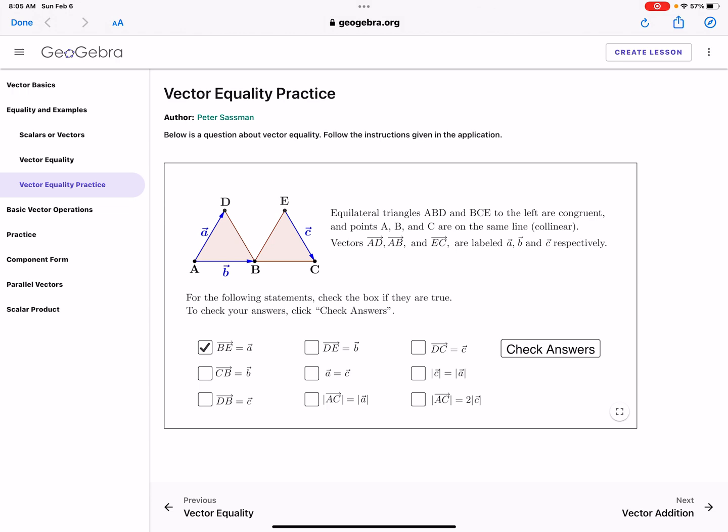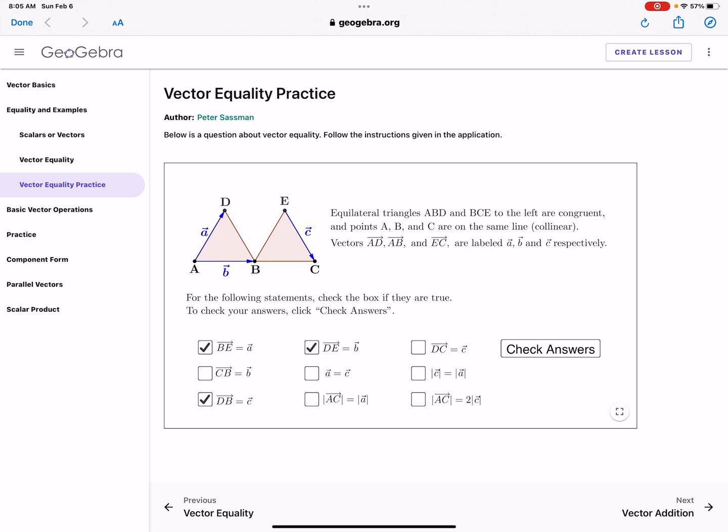Vectors CB and B. So vector CB and vector B are two vectors equal in magnitude, but they point in opposite directions, so we won't put a check mark there. Vector DB, just try to follow from D to B, whether it's equal to vector C. They seem to go in the same direction, same magnitude. DE, so connect points D and E. That means that it's going to be parallel to the two bases, AB and BC. So that is equal to B.